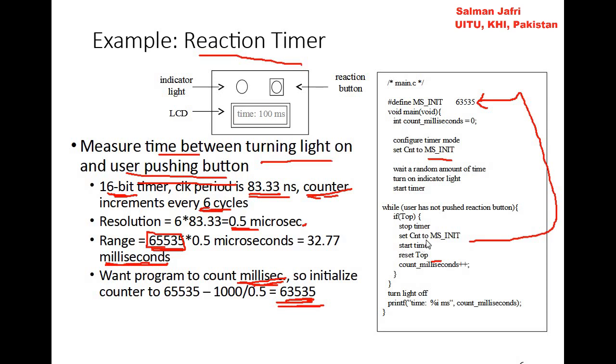We start the timer, and we reset the stop signal and increment the milliseconds. Again, if the stop signal is received, this loop would be true while the user has not pressed the button. Every time the counter overflows, we have this particular arrangement, and the millisecond count is incremented. When the user presses the button, we turn the light off and print the number of milliseconds that have passed. So this was an example about a reaction timer.